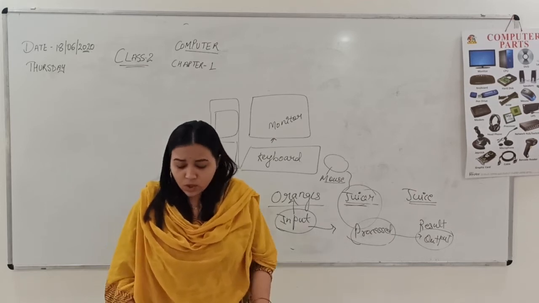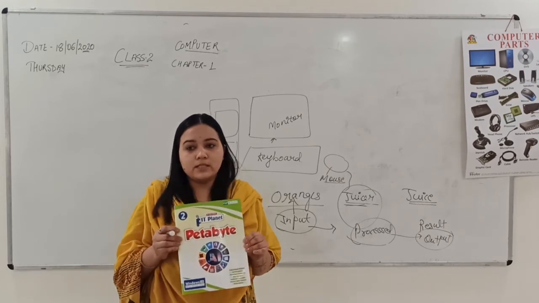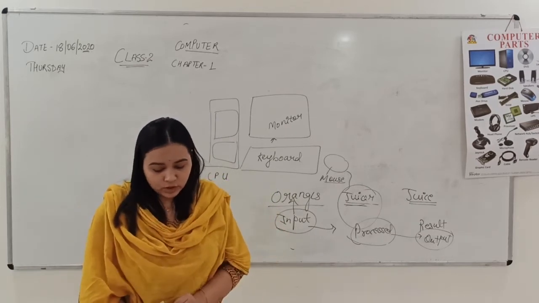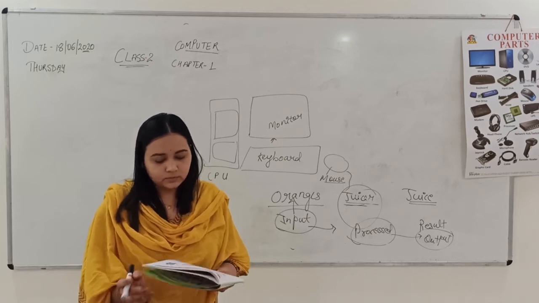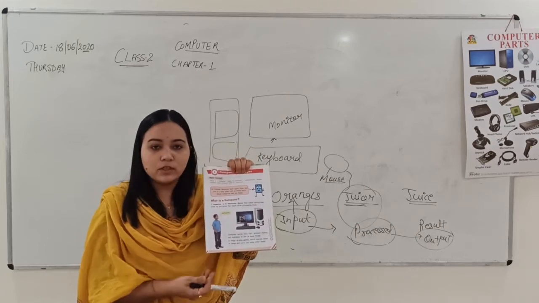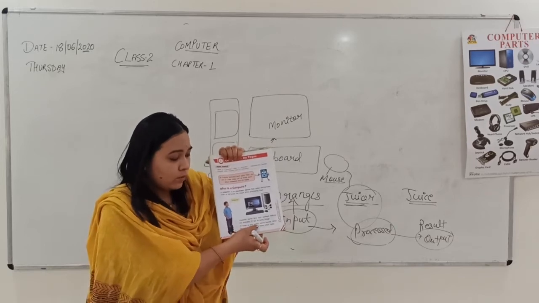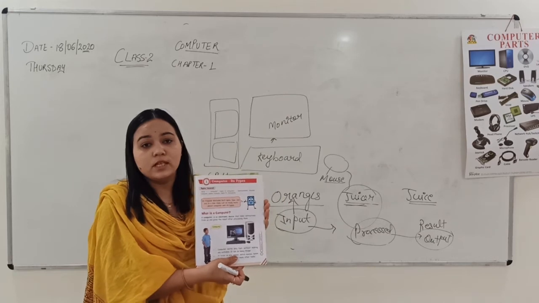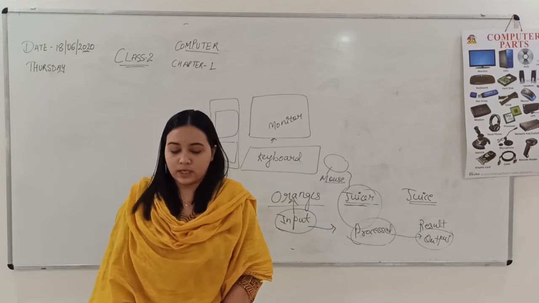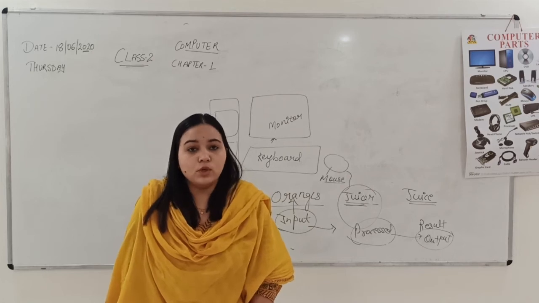Okay, so according to the book that we are going through right now, this is the Petabyte series of book in which we are going to study the first chapter, and the first chapter shows what is a computer, the diagram of a computer, and how a computer is used to do so many tasks like playing music, watching movies, doing your homework, projects, and so many other things. So if you all have got the books with you, you can go through them and see what it is showing.